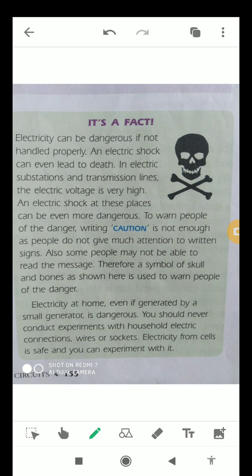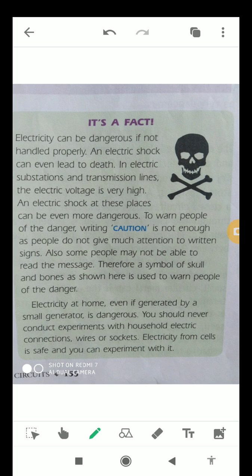To warn people of the danger, the writing caution is not enough, as people do not give much attention to the written signs. Also, some people may not be able to read the messages as well. Therefore, a symbol of skull and bones as shown here is used to warn people of the danger. As you can see in this diagram as well, there is a symbol of bones and skull.